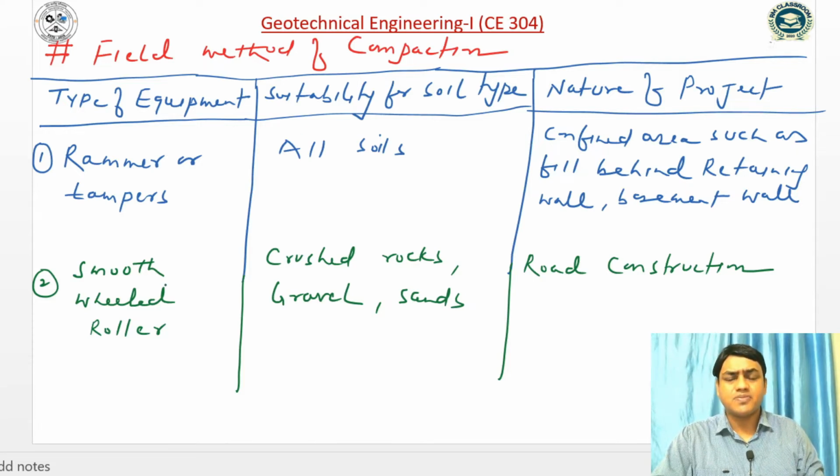Similarly, another type is the smooth wheel roller. This type of roller is generally used for crushed rock, gravel, and sands, and generally we see that this type of roller is preferred in road construction work.